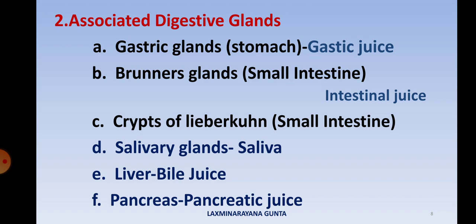Out of these glands, the gastric glands, Brunner's glands, and crypts of Lieberkuhn are all present within the alimentary canal, whereas the last three, that is the salivary glands, liver, pancreas, are present outside the alimentary canal, and they pour their secretions into the alimentary canal. That's why the last three, that is D, E, F, are called extra alimentary canalicular glands. Now let us start with the alimentary canal.